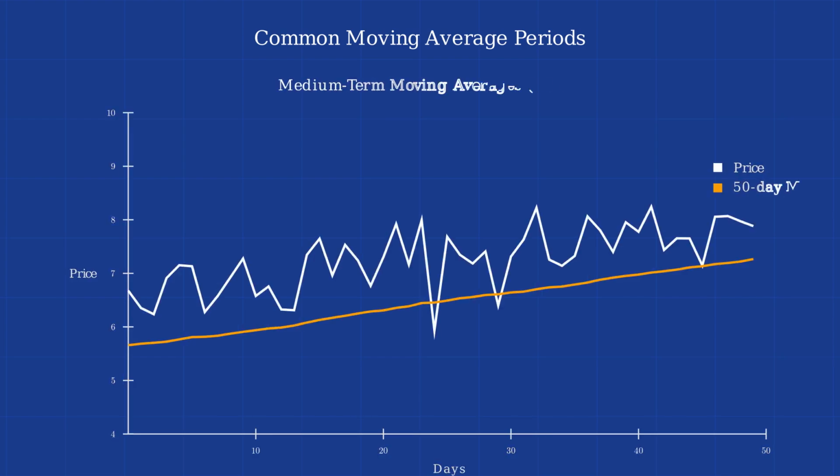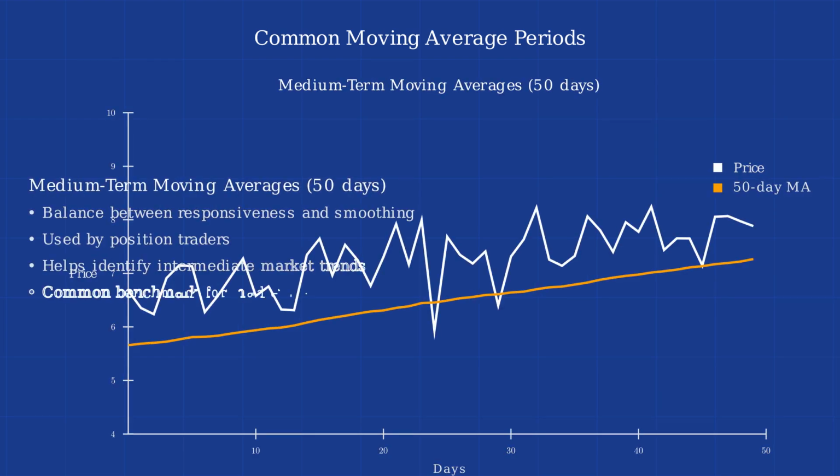Medium-term traders typically prefer the 50-day moving average. This period strikes a balance between responsiveness and noise reduction, making it useful for position traders who hold positions for weeks to months. The 50-day moving average is widely followed by market participants and often serves as a significant technical level.